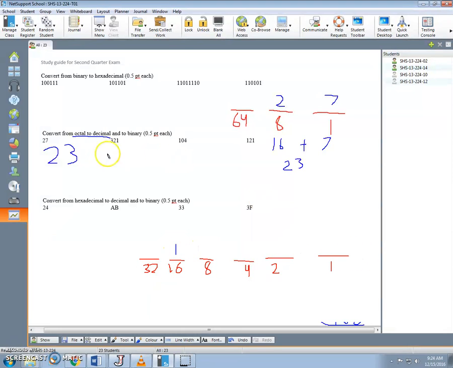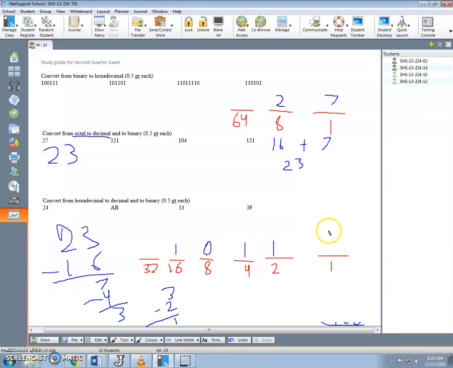16 goes in once. We are left with 7. So 8 does not fit into 7, because 23 minus 16 equals 7, so that's a 0. 4 does fit into 7, so that's a 1. 2 fits into 3, so that's the next one. And 1 fits in at the end. I took that decimal number and figured out how much I need to add up to get to it. That happens whenever we go from decimal to another number, okay? Keep that in mind. Our binary number then is 10111.